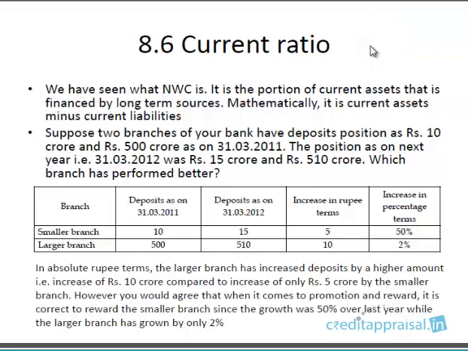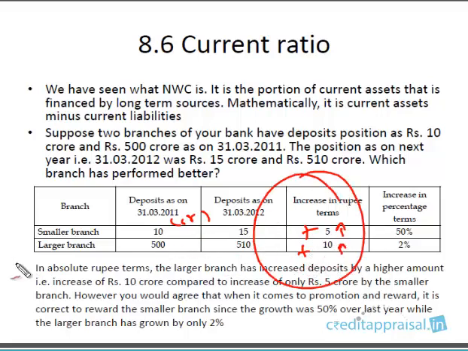To understand that, let's take this example, right? Say for example, in your bank there are two branches. One is a small branch. It has a deposit figure of 10 crores as of the previous year. This year it has increased to 15 crores. And there is another, larger branch, whose deposits have increased from 500 to 510 crores. So if you see the increase in absolute rupee terms, this increase was plus 5 crores, and this is plus 10 crores.